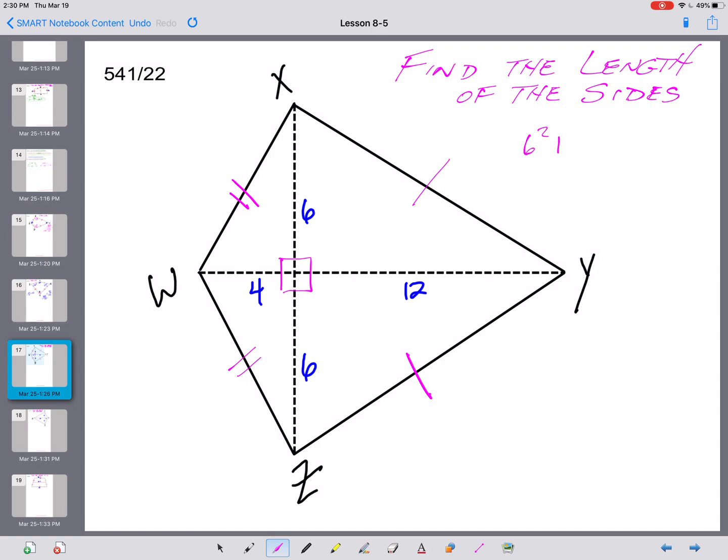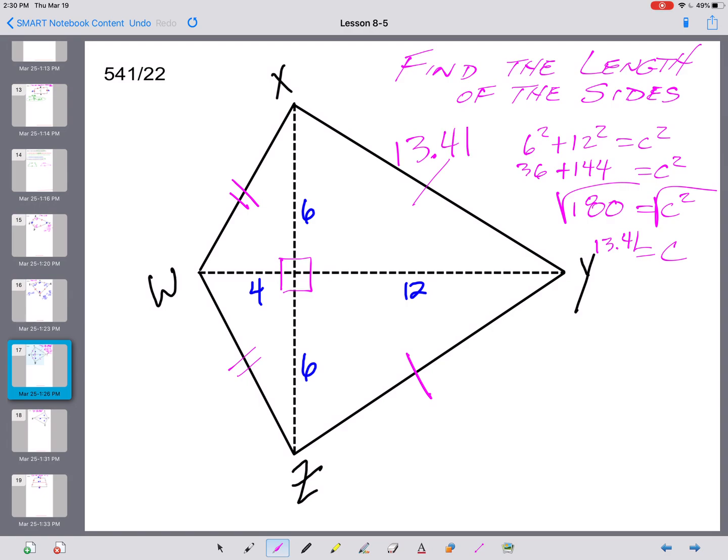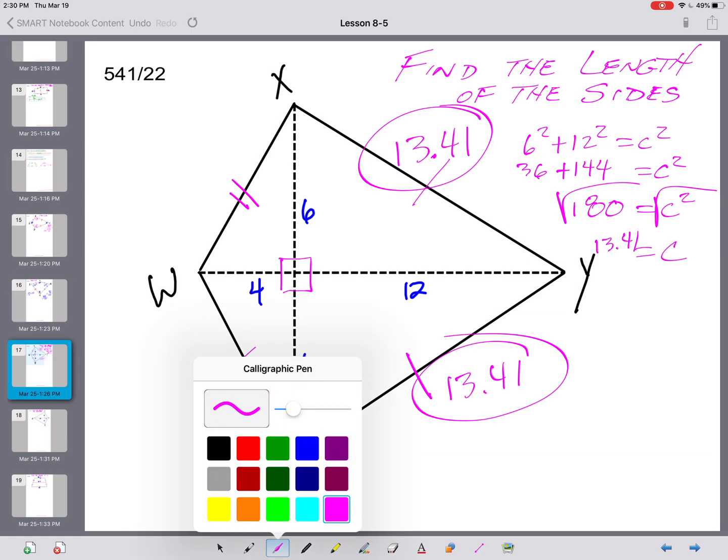Here it is. 6 squared plus 12 squared equals c squared. Okay, let's see what we got. 36, 144 equals c squared. There we go, 180. 180 equals c squared. Okay, let's take the root. The square root of 180, 13.41, 13.41. Hey, we got 13.41 here, 13.41 here. With the other two sides, we're gonna do Pythagorean theorem also.